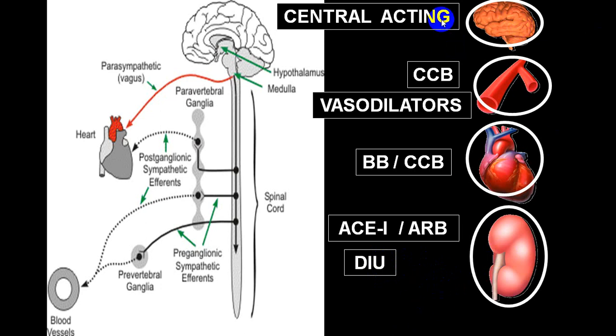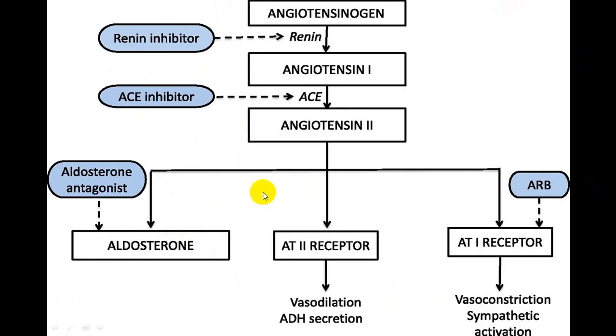So if you select drugs which act at different areas, say centrally acting drugs with beta blocker, centrally acting drugs with ACE inhibitor, ARB, or ACE inhibitor with diuretics, they act at different levels and you get an additive effect. But if you use drugs which act at the same level, it does not improve the effect. So try to identify this.